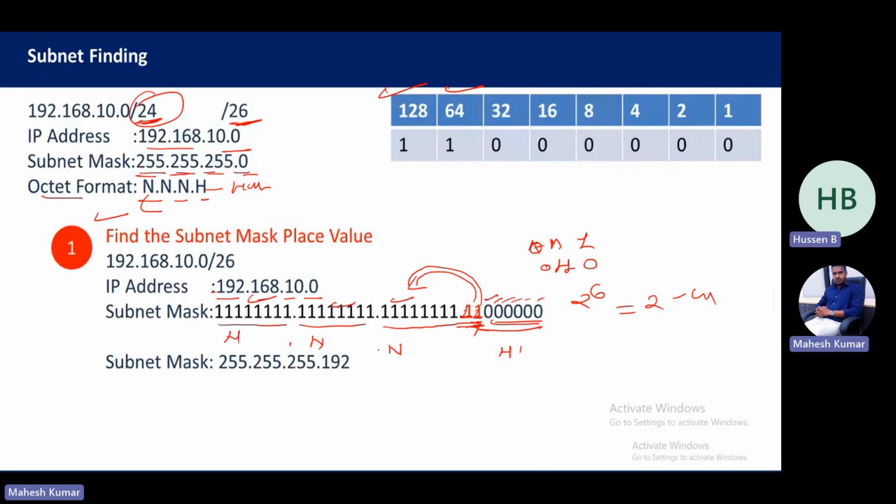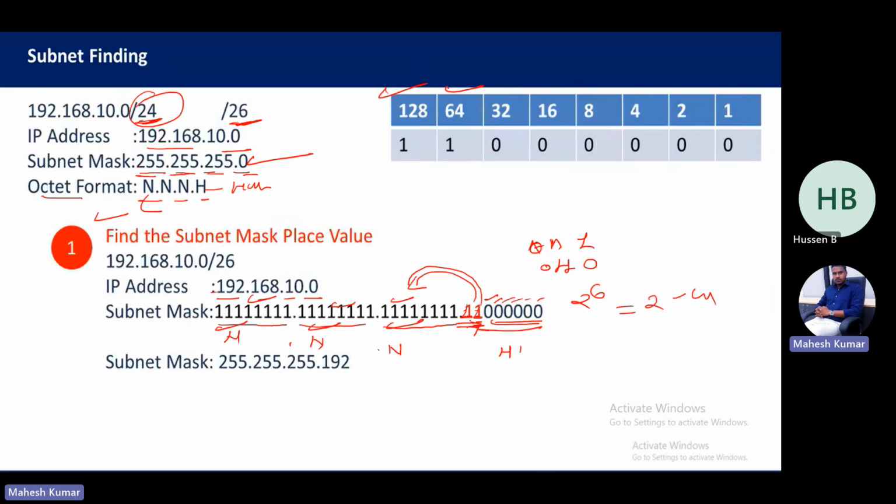Now the new IP, the new subnet. This is our default subnet mask for class C, right? When you are subnetting, in the first step you get the new subnet mask. How?